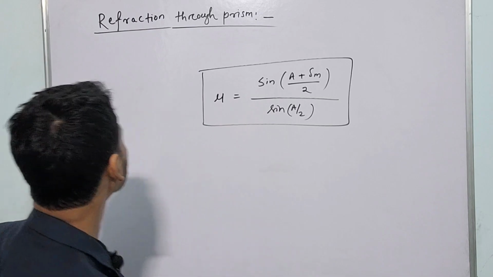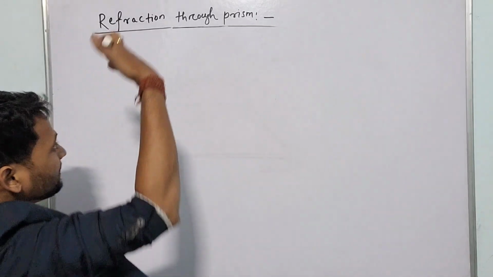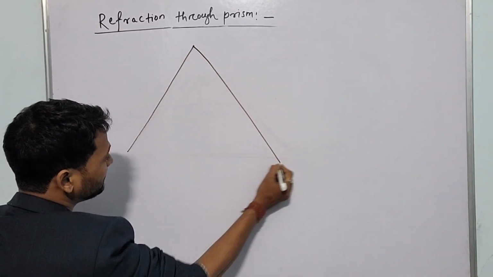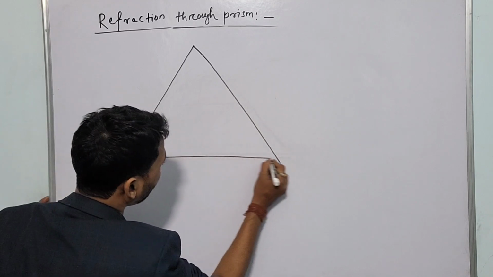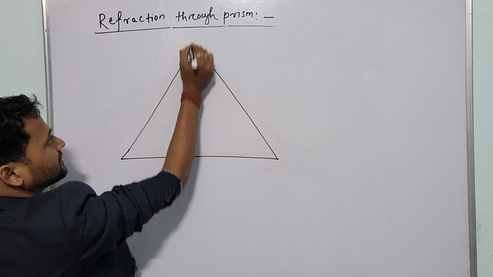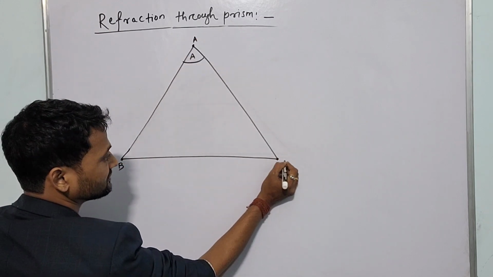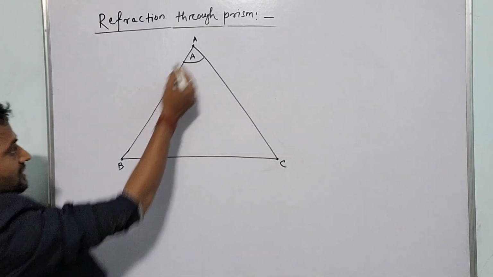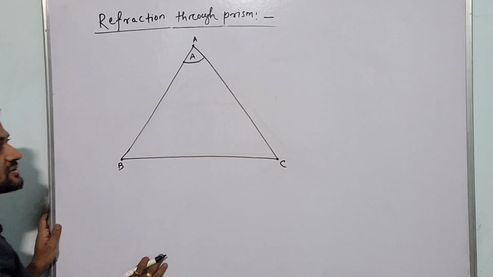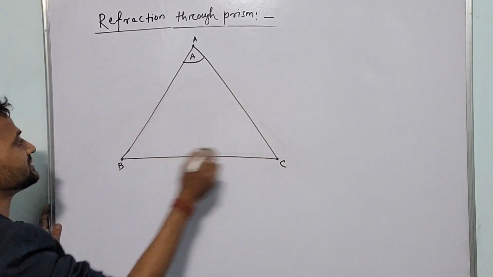So let's start. Refraction through prism. So first we'll consider a prism, then we'll take a cross section of a prism. If I take a cross section of a prism, then it will look like a triangle, right? So A is the angle of prism. There are three vertices A, B and C. नाम दे देते, ठीक है? So here AB is one refracting surface, AC is second refracting surface. So we'll be getting two refracting surfaces AB and AC.